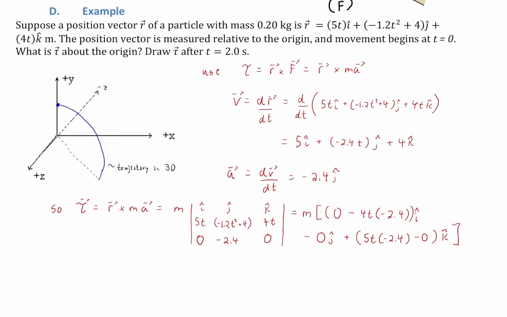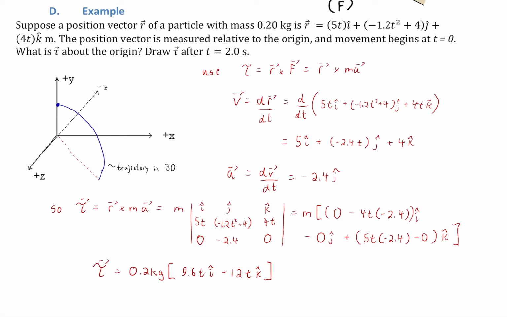We have 0 minus 4t times negative 2.4 in the i hat direction. Notice that there are functions within the cross product. That's totally fine. That just means that our torque is itself going to be a function of time. The j hat is all 0. And then in the k hat direction, following our steps, 5t times negative 2.4. So indeed, we are going to have a t. Clean things up a little bit, and there is our torque: 0.2 kilograms times 9.6t in the i hat direction minus 12t in the k hat direction. So what is that telling us? What way does our torque point?